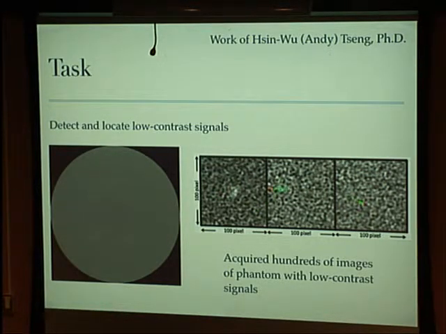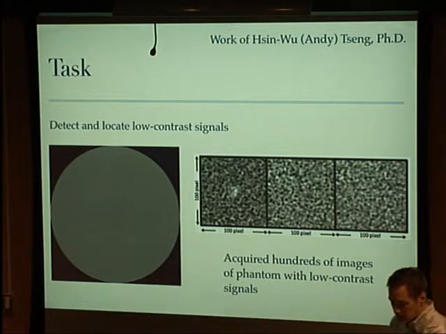This is a realization of what 3 images might look like. The one on the left here actually has a signal present. The next 2 do not have a signal. Part of what Andy did in his work was he was at GE, acquiring hundreds of images of phantoms like this with low contrast signals. These are very low contrast signals. As you can kind of see here, the signals are quite difficult to detect. So that's the task. Our task is to find these low contrast signals.